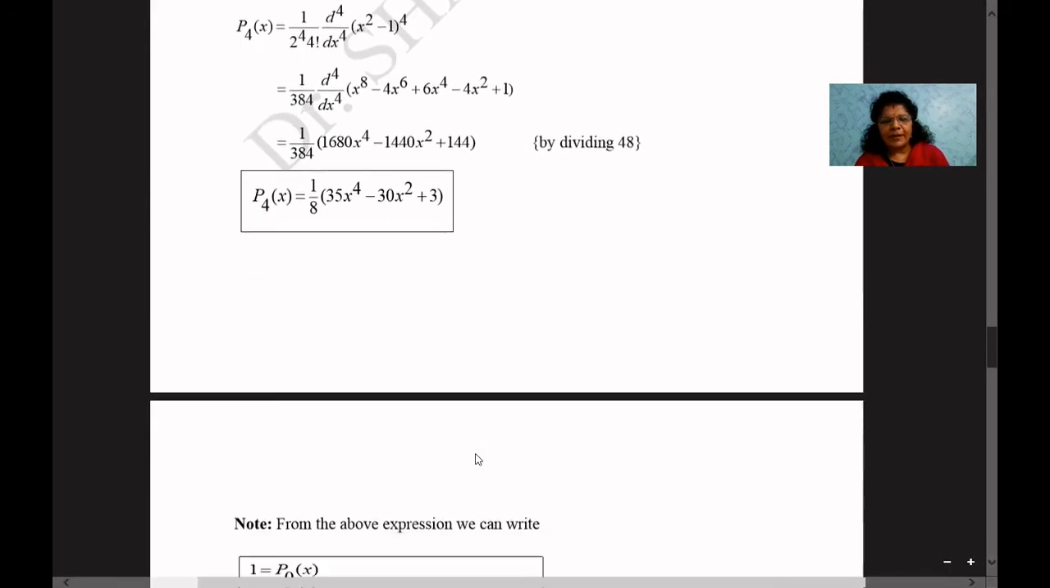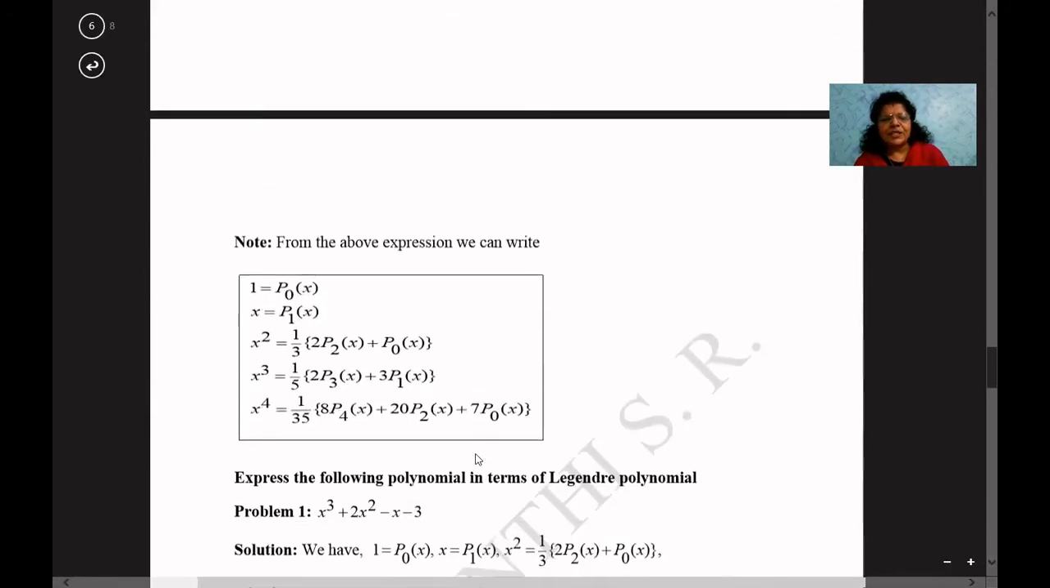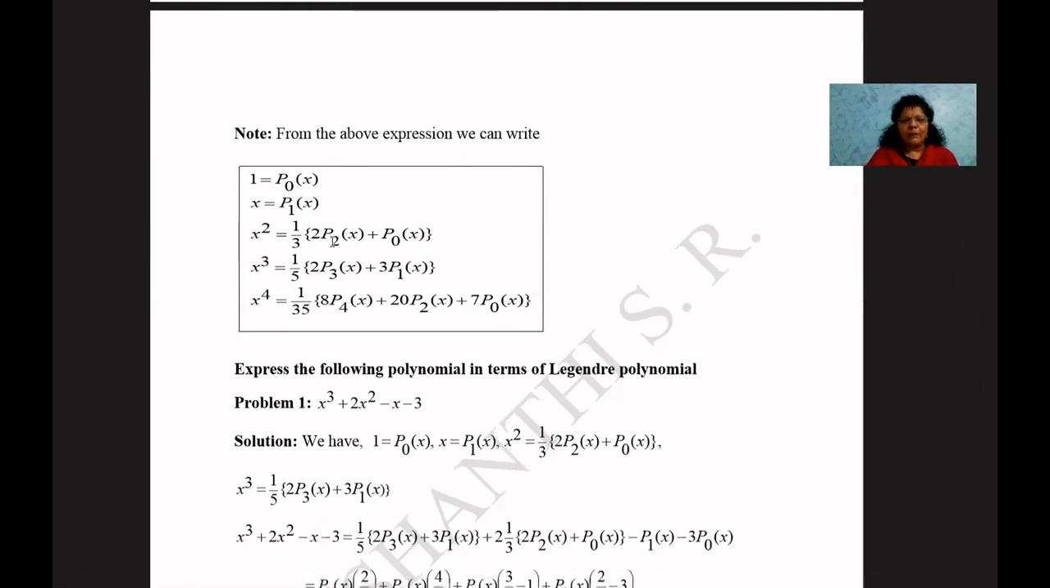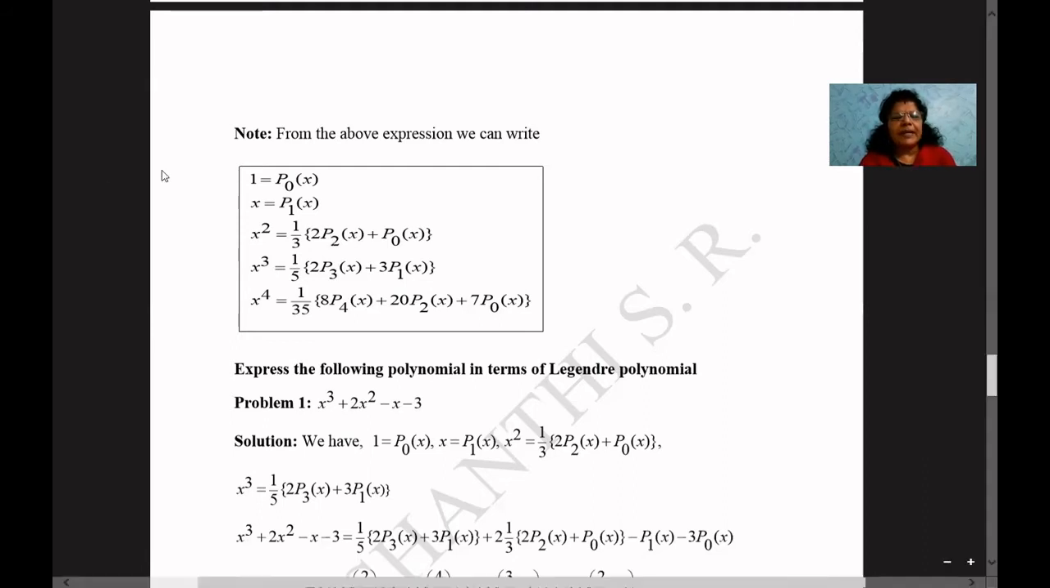Thus we have obtained the expression, that is P0 of x, P1 of x, P2 of x, P3 of x and P4 of x from the Legendre polynomial. I am getting the value of the constant, that is 1. We have already proved P0 of x is 1, so 1 is P0 of x. And P1 of x is x, we have proved, so x is P1 of x.